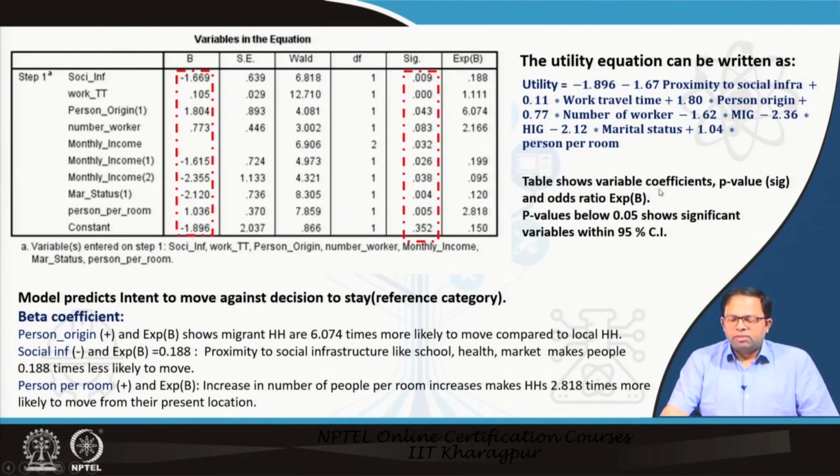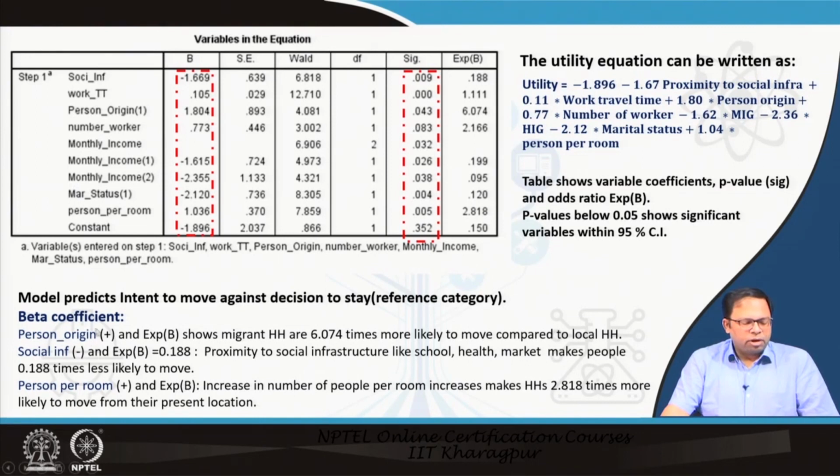So the table shows the variable coefficients, p value and odds ratio. Exponential b is the odds ratio. I will explain that. And p values below 0.05 show significant variables within the 95% confidence interval. So the model predicts intent to move against decision to stay, which is the reference category, because in any logit model we have a reference category. So compared to decision to stay, intent to move is being predicted.